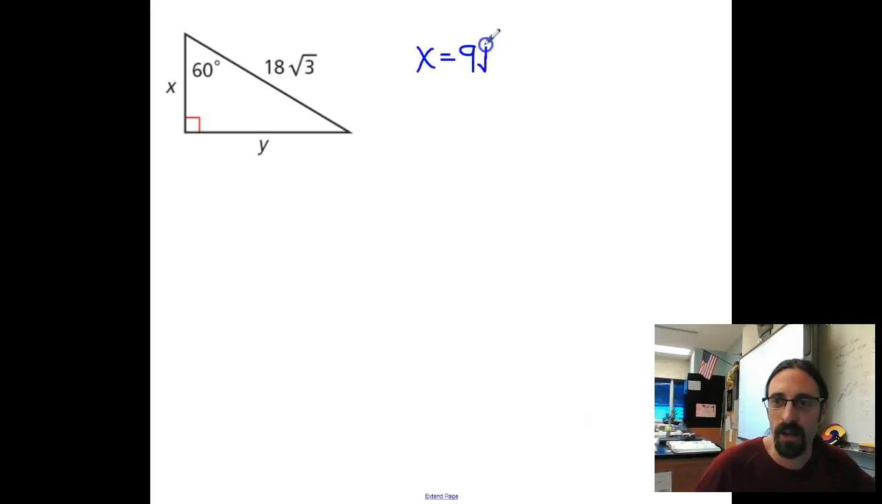And you're looking at me like, Mr. Rising, how can you just look at that and say that? Well, all I'm doing to get x is, I should maybe rephrase that. Hypotenuse is equal to x times 2, right? And the hypotenuse is 18 square roots of 3. So in order to solve for x, I divide both sides by 2.